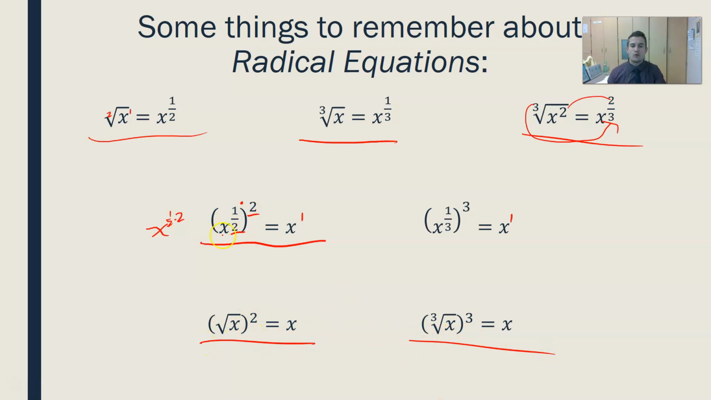Same down here, if I were to write x to the 1/2 power as the square root of x, the square root of x squared, the square root and the squared undo each other and give me x. The cube root of x cubed, the cube root and the cube cancel each other out, and I'm left with just x. Those things can be kind of handy when we're talking about some of these different types of radical equations. So just as a reminder, it might be good to refresh your brain on some of these rules. This slide can be pretty handy.